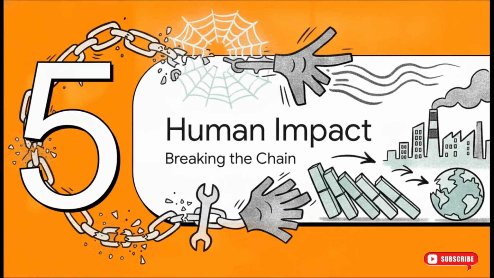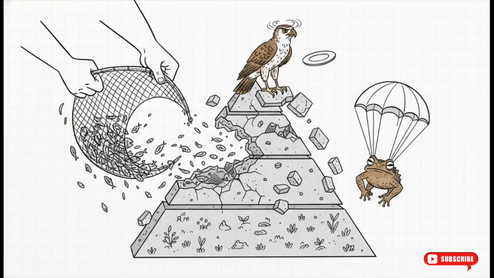Section 5. Human Impact on Ecosystems, Breaking the Chain. Knowing just how unbelievably fragile this energy architecture is, we really have to ask, what happens when human impact breaks the chain? When we alter food webs, whether that's through overharvesting a specific food species or introducing foreign species, the ripple effects are immediate, and they are severe.